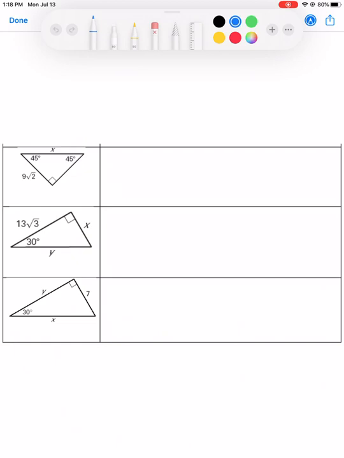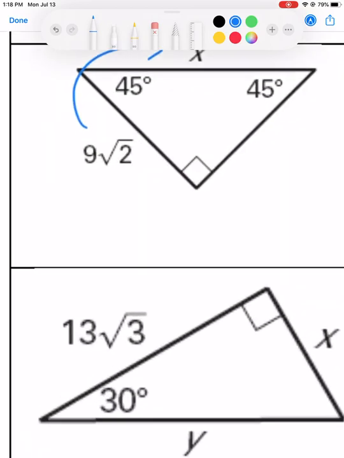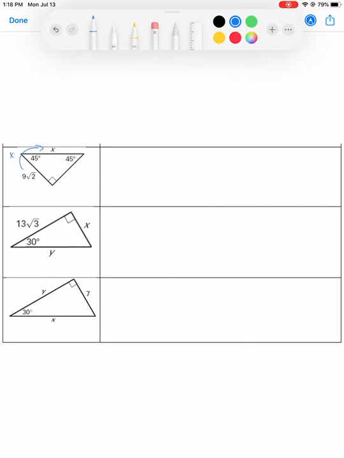Okay, here's a few more. We have 9 square root 2 as the side of a 45, 45, 90 triangle. And what is going to be x? So you multiply by square root 2. So x is equal to 9 square root of 2 times the square root of 2, which is equal to 9 times square root of 4, which is equal to 9 times 2, which is equal to 18.